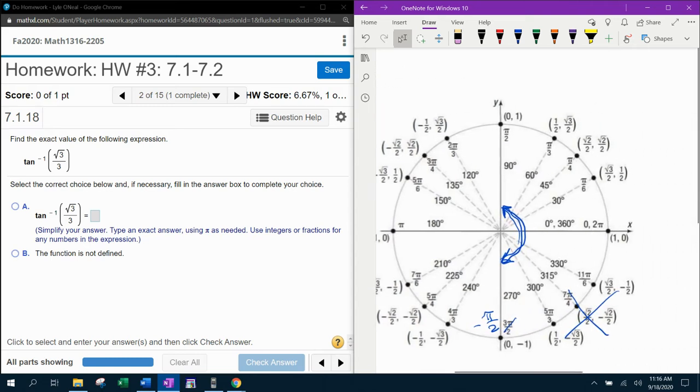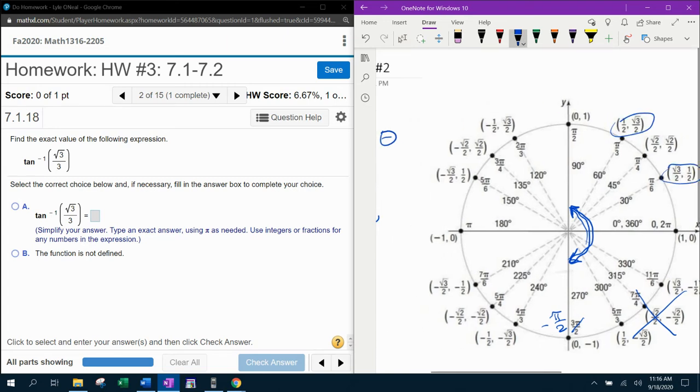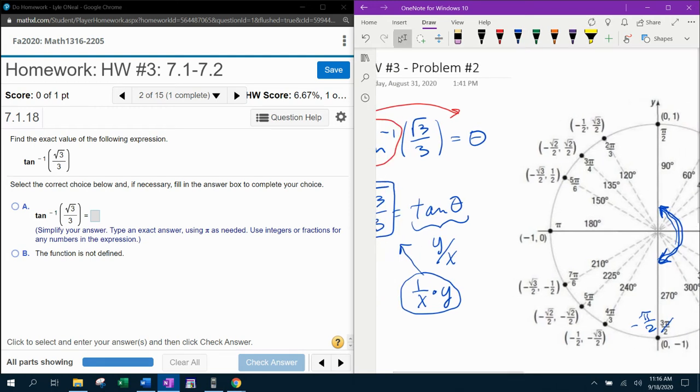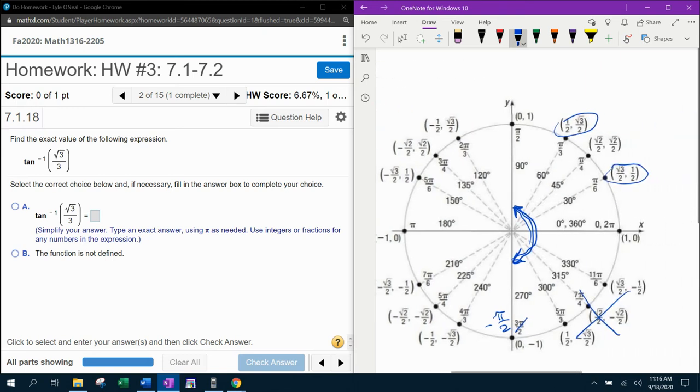So we're looking in the first quadrant, and specifically I'm looking at these two ordered pairs right here because they both have square root of 3 in them. It's just a matter of which one, if I flip the x and multiply by y, is that going to give me square root of 3 over 3, okay? Well, I'm thinking maybe this right here.